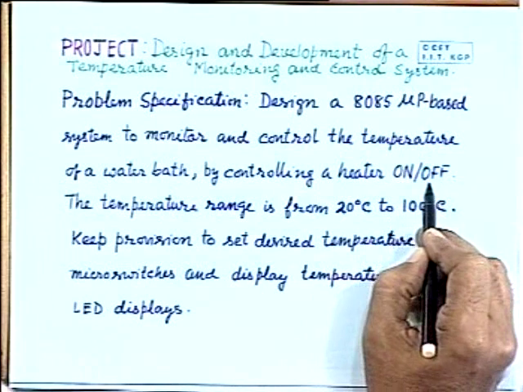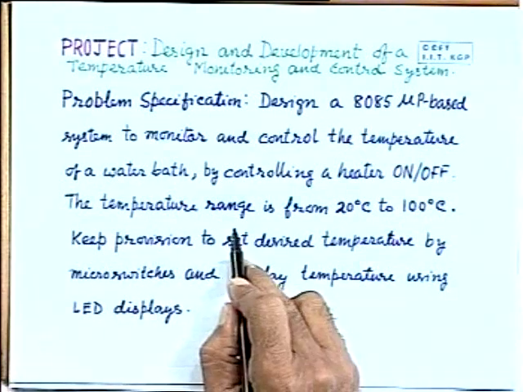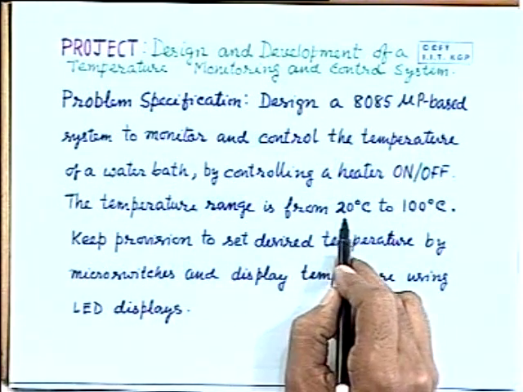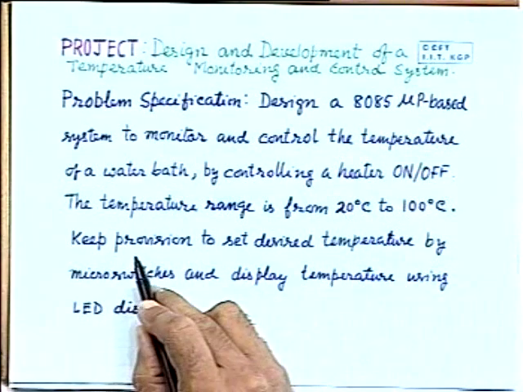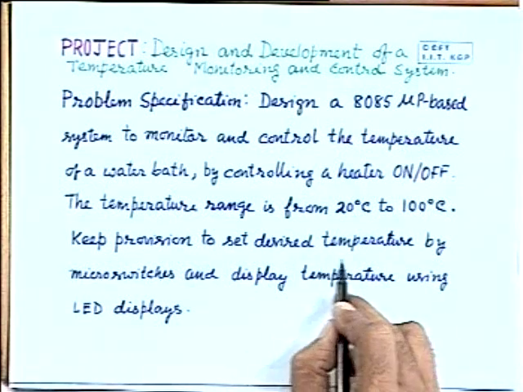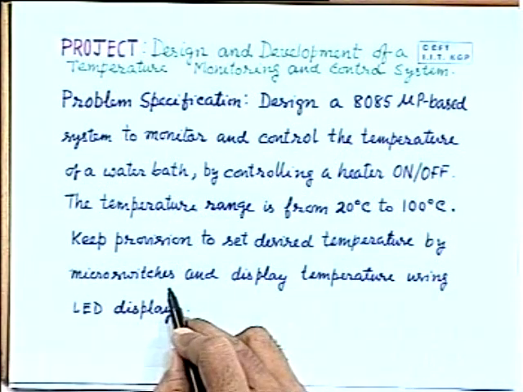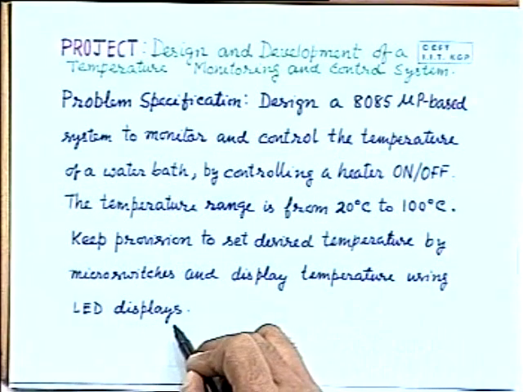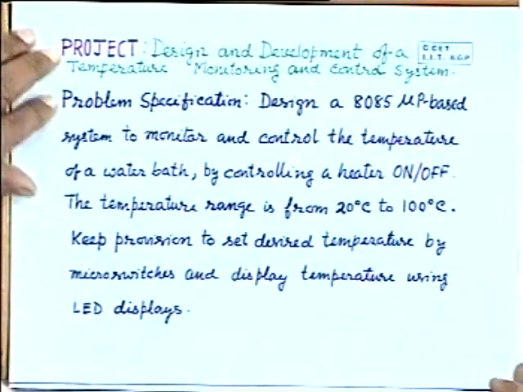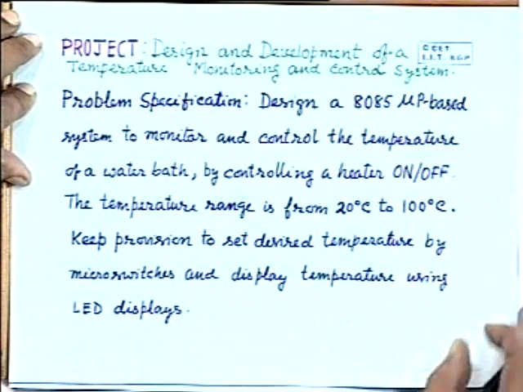So you'll use a heater to control the temperature. You will make it on or off. The temperature range is from 20 degrees centigrade to 100 degrees centigrade, and you have to keep provision to set the desired temperature by micro switches and display the temperature using light emitting diodes, LED displays. So this is your specification of the problem, and based on this specification, let us start our system design.